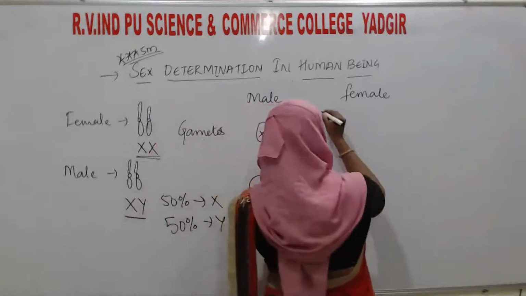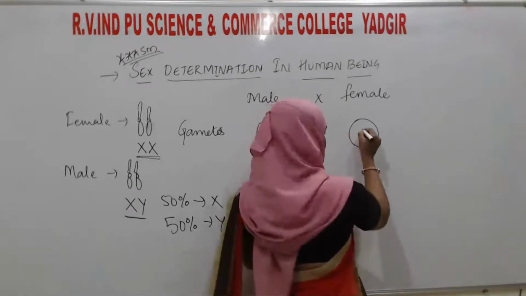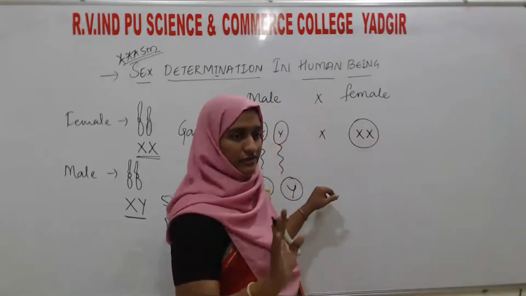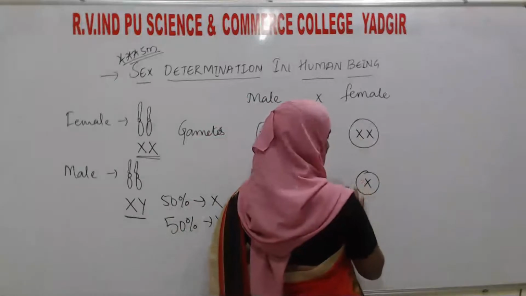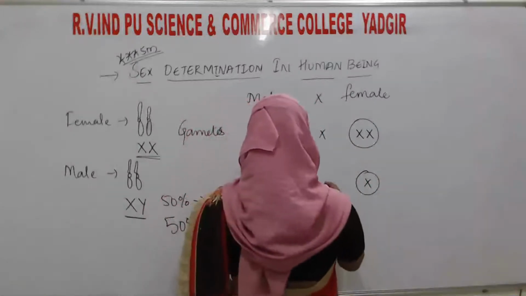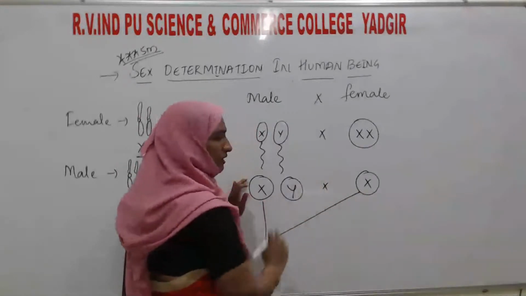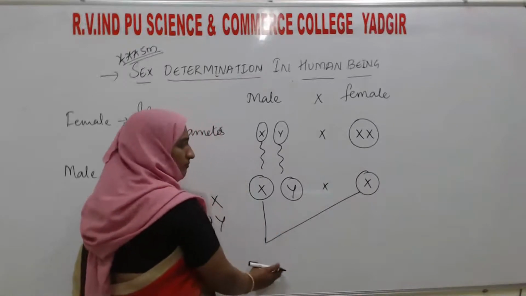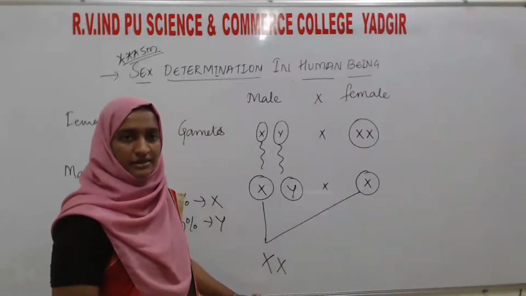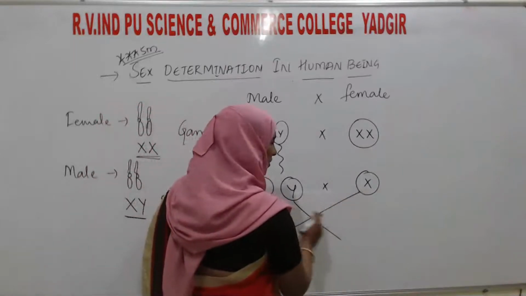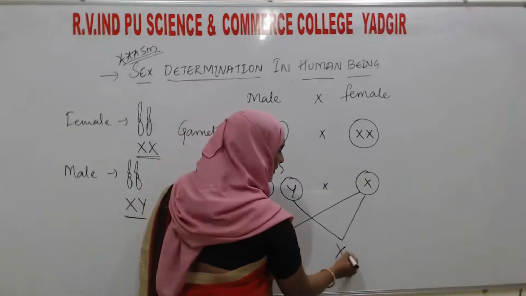Then come to the female. The ova is always one, and it carries the X chromosome. There is no difference, both chromosomes are X. So if an X type of sperm fuses with the ova, the zygote which forms will become XX. Then, if a Y type of sperm fuses with the ova, which is already X, it will become XY.